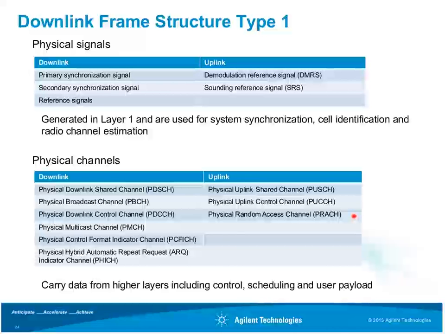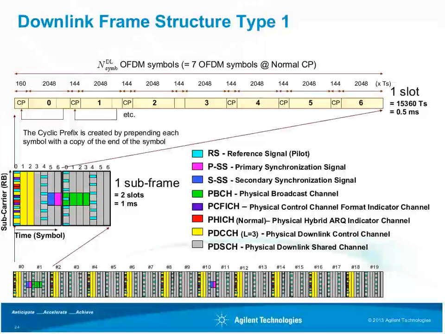So here we see the frame structure of the downlink. We have it color-coded here with different physical signals and channels just so you can see how they can be mapped in. So let's just take a look at a few of those. For the reference signals, or the pilot signals, we can see that they're transmitted here in the first and the fifth OFDM symbols.